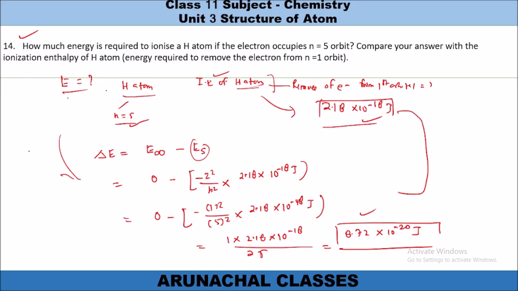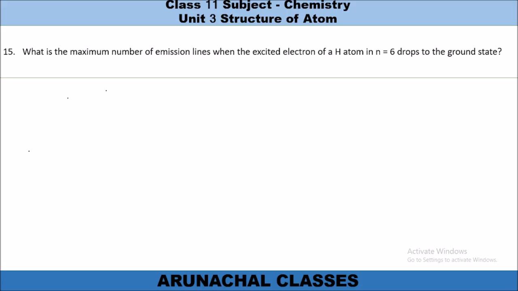Now moving to the next question, question number 15. Question 15 is: what is the maximum number of emission lines? We have to find the maximum number of emission lines when the excited electron of hydrogen atom in n is equal to 6 drops to ground state, n is equal to 1. So this is the ground state, this is the higher energy level and this is the lower energy level. So we need to find out what will be the spectral lines.